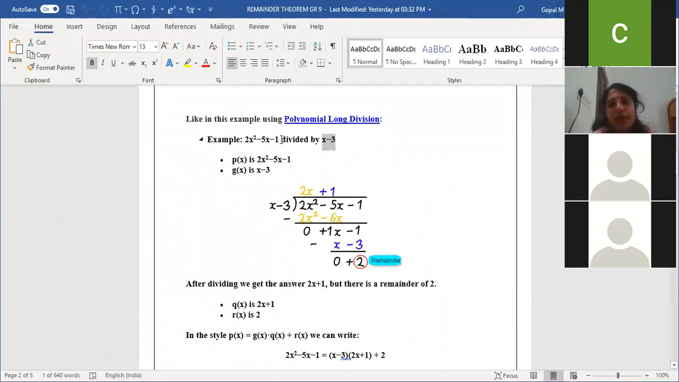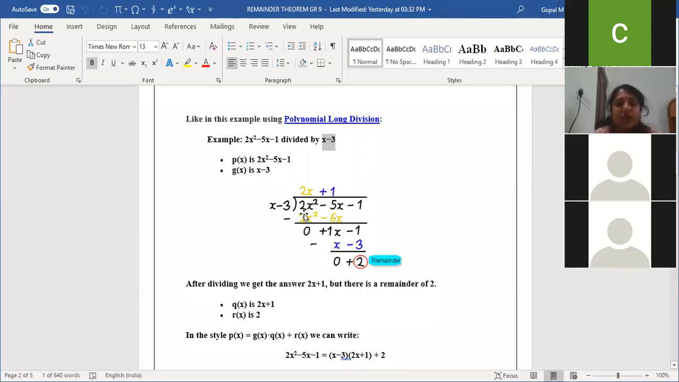So since the quadratic polynomial is bigger, I'll take this as p of x, and x minus 3 I'll take as g of x. Okay, children? Now I'll divide by x minus 3. As I always say, whenever you are going for division, first concentrate on the first term, 2x square. So I need to multiply x minus 3 by some number to get the first term 2x square. Already one x is there, so I need to multiply by 2x.